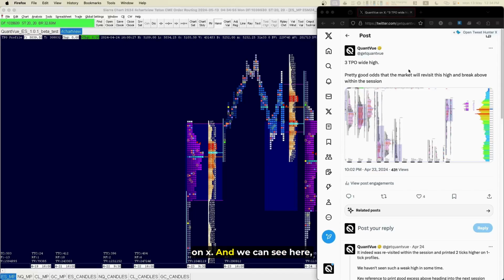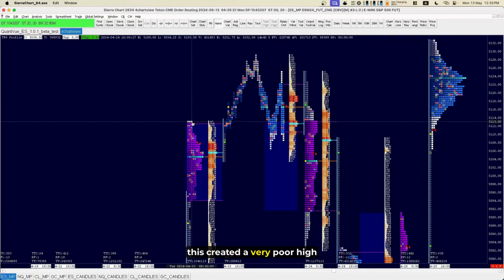Now let's have a look at some realistic examples that we also share with our followers over on X. We can see here this was an example of this particular day right here. We say 3 TPO wide high. Pretty good odds that the market will revisit this high and break above within the session. We can see here how the market kept shorting this reference right here. This created a very poor high. In the market profile, you can see the 3 TPO wide. Generally speaking, the more TPOs align on a particular level, the higher the odds that we will break above.